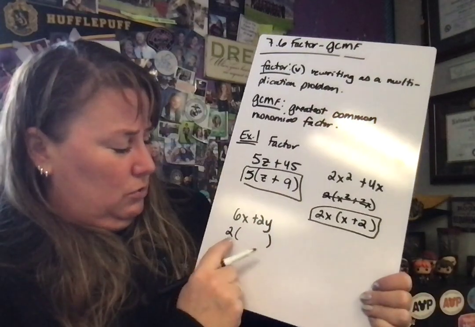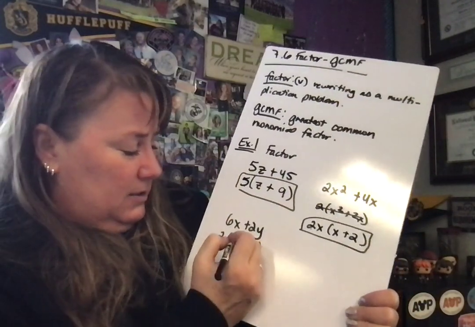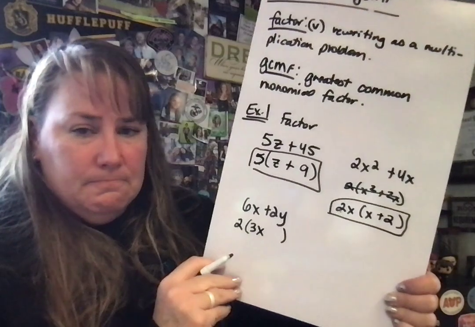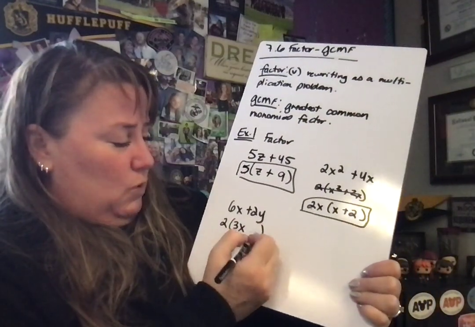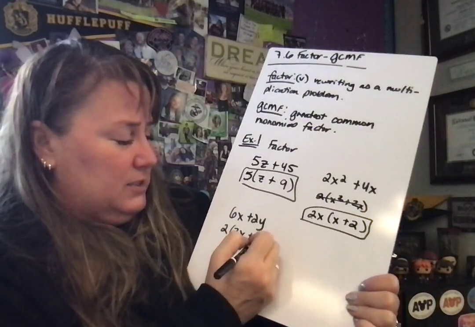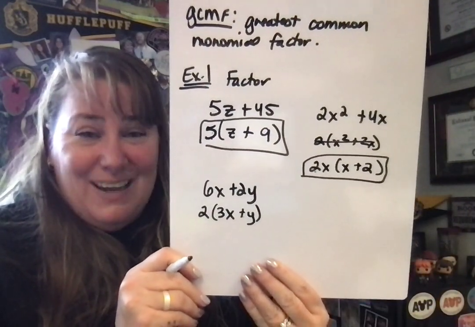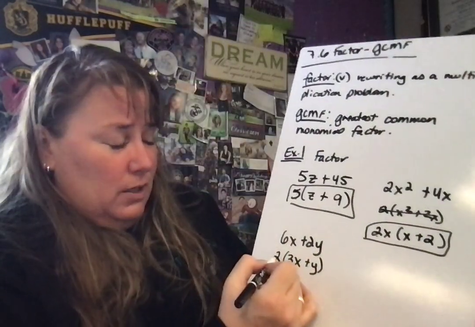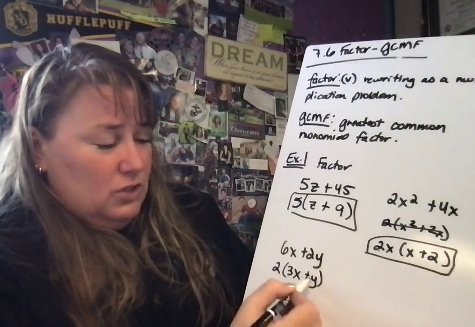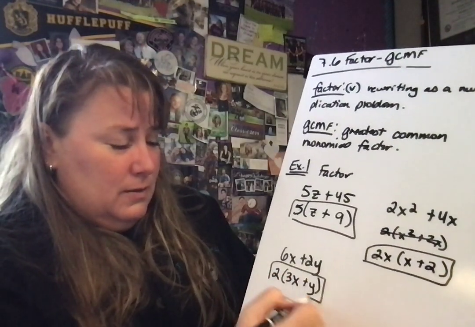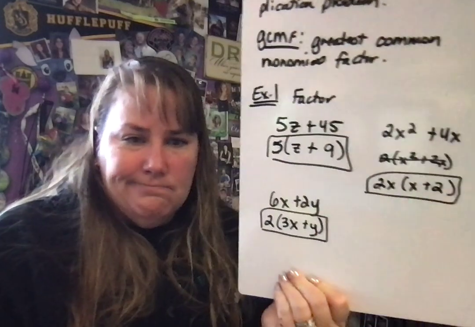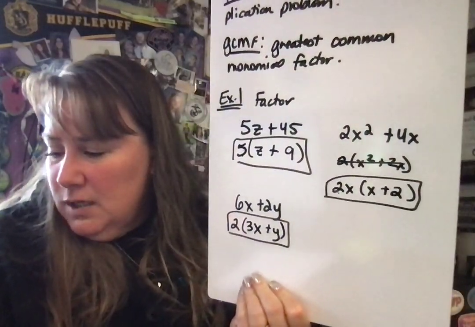So 2 times what right here gets me 6x? That's 3x. And 2 times what right here gets me 2y? That's going to be a plus y. And double check it. Let's multiply it out. 2 times 3x is 6x. 2 times y is 2y. There we go. Sometimes they're pretty small.